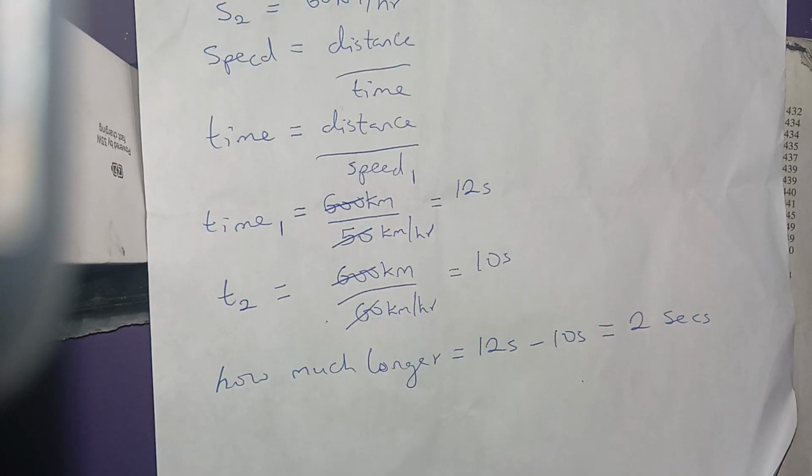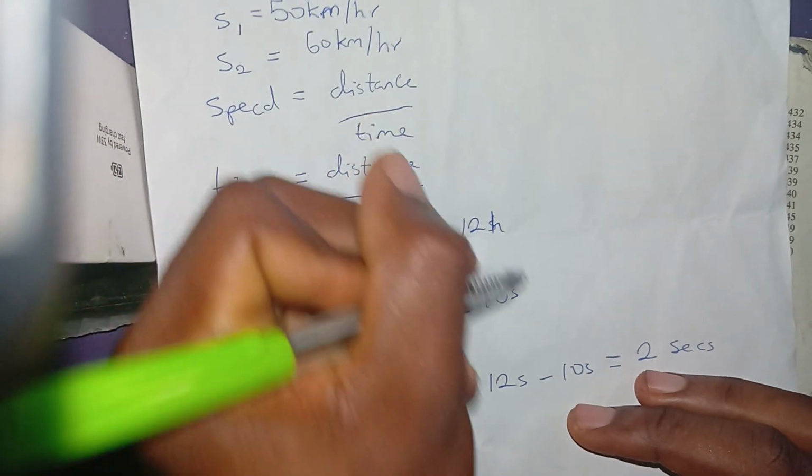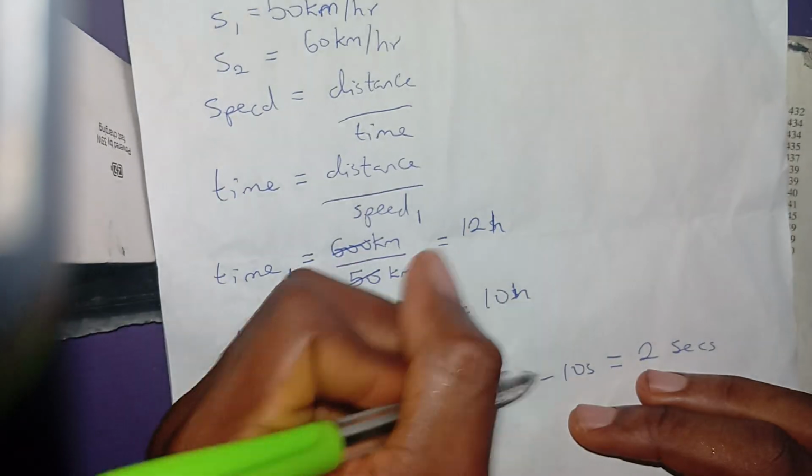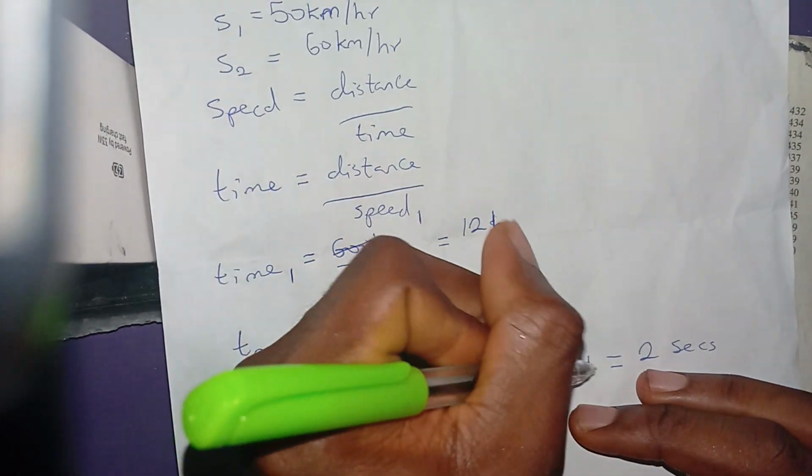Meaning the one traveling at 50 kilometers per hour spent 12 hours to travel, while the other spent 10 hours. Sorry, this one is supposed to be in hours. That is our unit we are dealing with today.